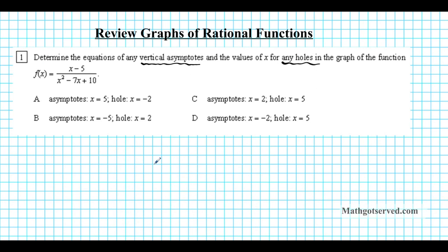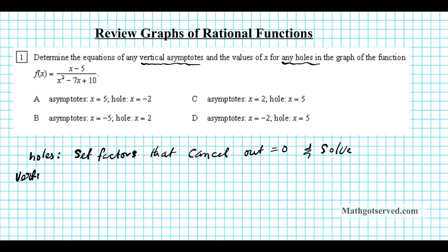We're going to start out by writing down the procedure for finding each. So to find the holes, you set factors that cancel out to 0, and then solve. So if you have a rational function, you factor the numerator and the denominator. Any factor that's common in the numerator and denominator that you can cancel out gives the equations that you use to solve for the holes. Okay. All right. So let's talk about the vertical asymptotes.